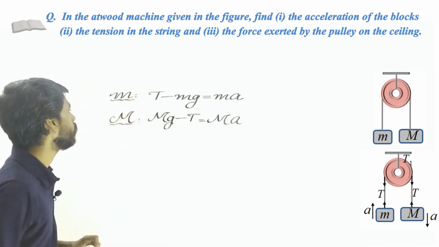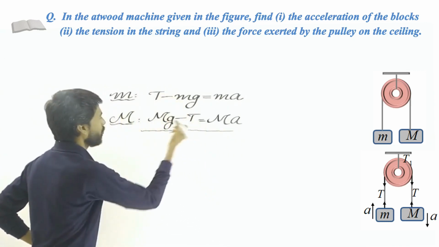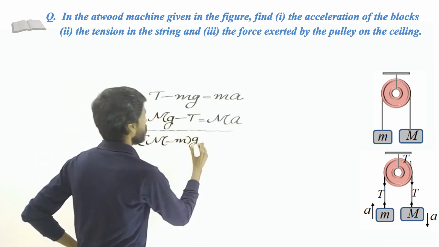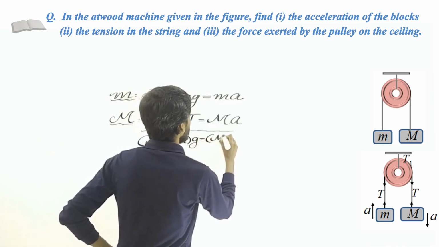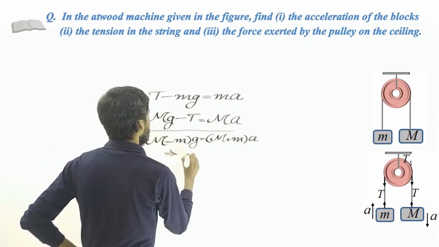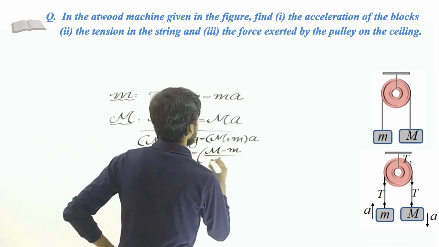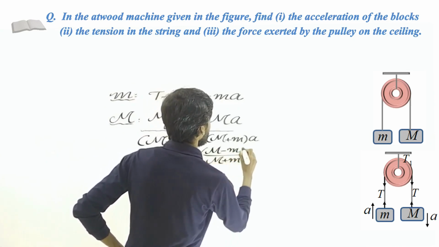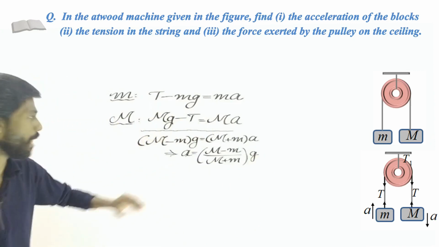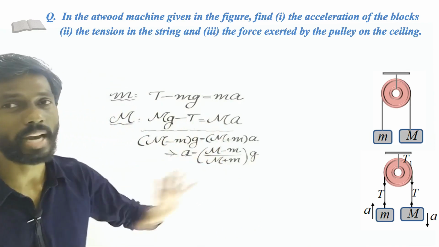So what do we have to do? Can we simply add these two equations? If you add them, T gets cancelled, so we get (M minus m) multiplied by g equals (M plus m) multiplied by a. That gives you our required acceleration. So the acceleration equals (M minus m) divided by (M plus m) times g. That is the acceleration of both the blocks, the magnitude of the acceleration. So (M minus m) divided by (M plus m) times g is the acceleration.